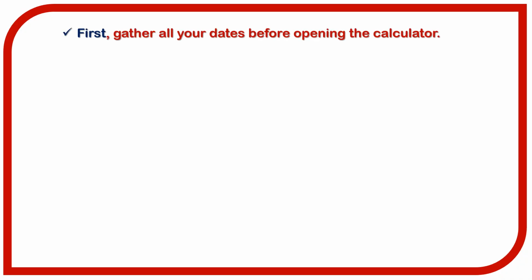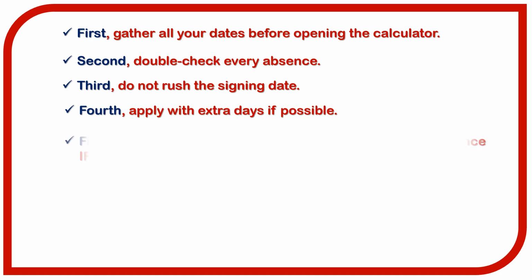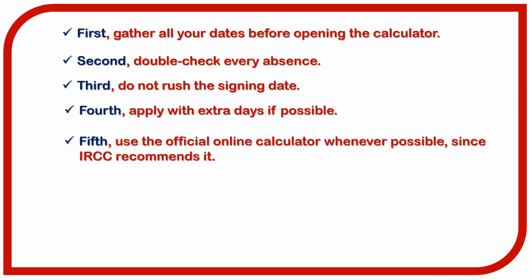First, gather all your dates before opening the calculator. Second, double check every absence. Third, do not rush the signing date. Remember, the 5-year period is counted backward from the date you sign. Fourth, apply with extra days if possible. A safety margin can protect you from honest mistakes. Fifth, use the official online calculator whenever possible since IRCC recommends it.